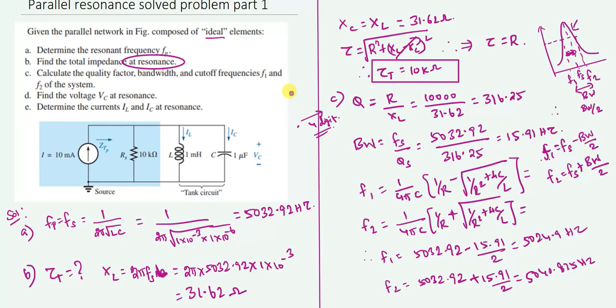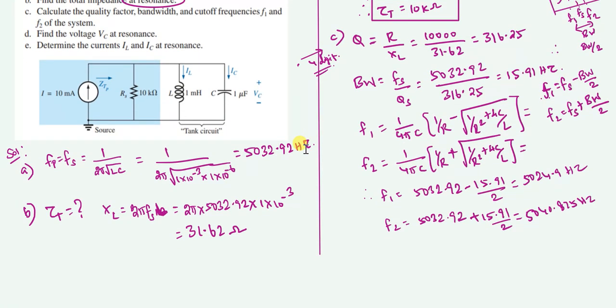find the voltage Vc at resonance. So it is very simple. At resonance condition, we know that XL is equal to Xc. Here all the three elements are connected. So at resonance only the resistive element is present, so that the entire current flows through this resistance, which is equal to this I, which is equal to 10 milliampere.